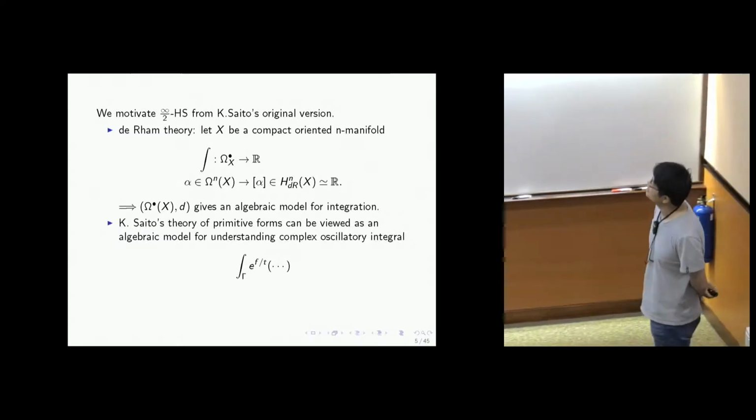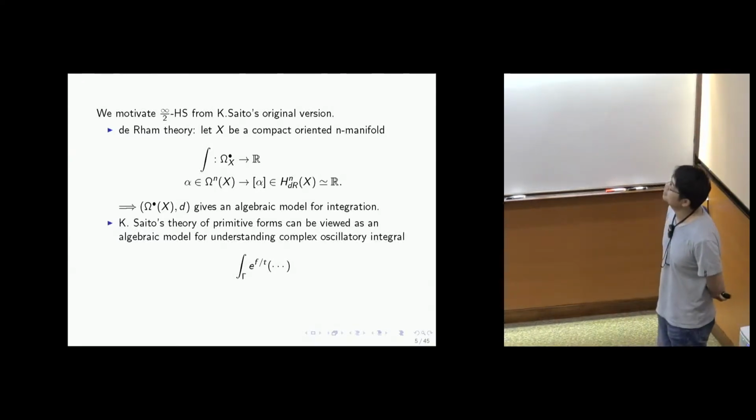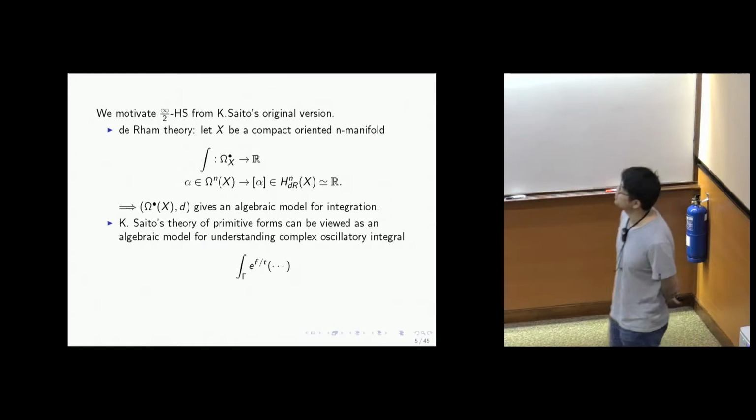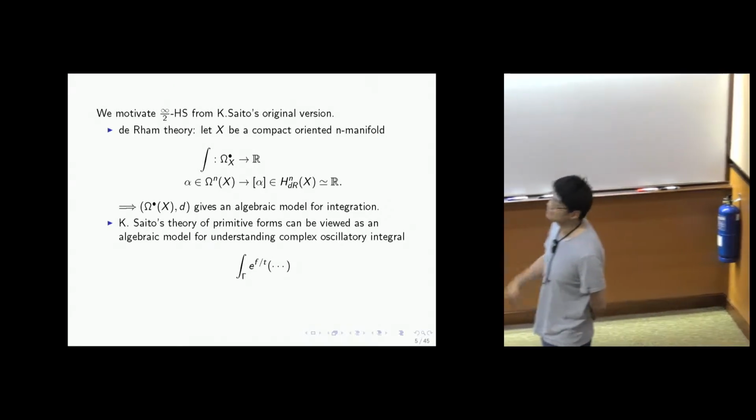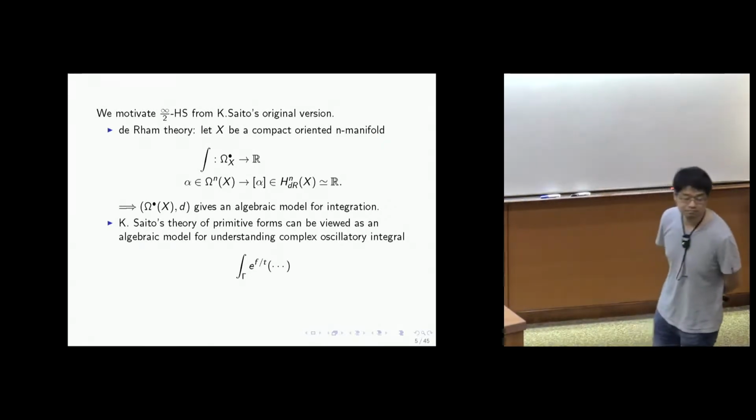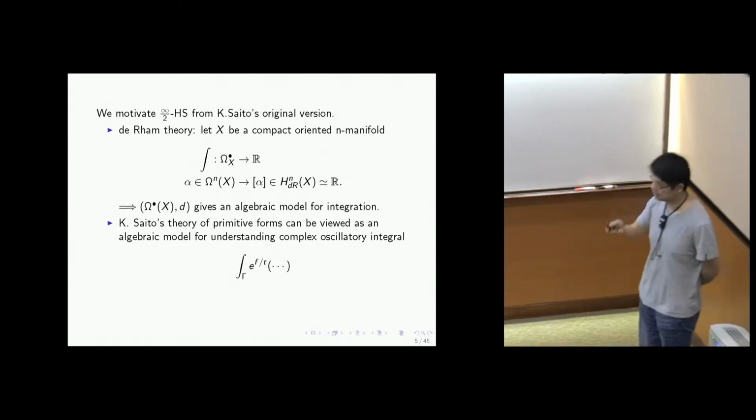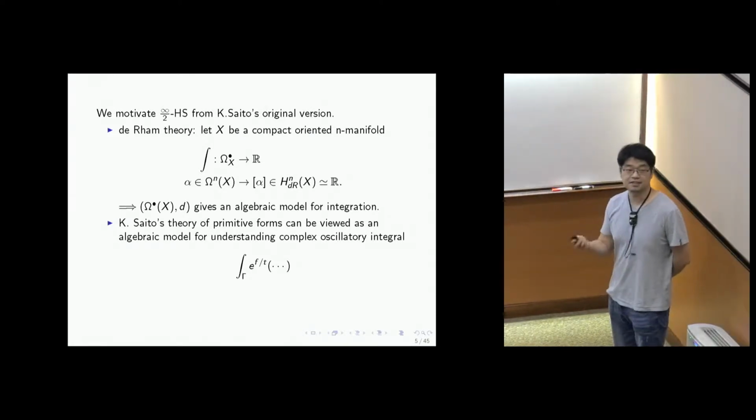Then this semi-infinite Hodge structure can be viewed as an algebraic model for understanding this complex oscillating integral. That is the analog of this story for understanding integration.